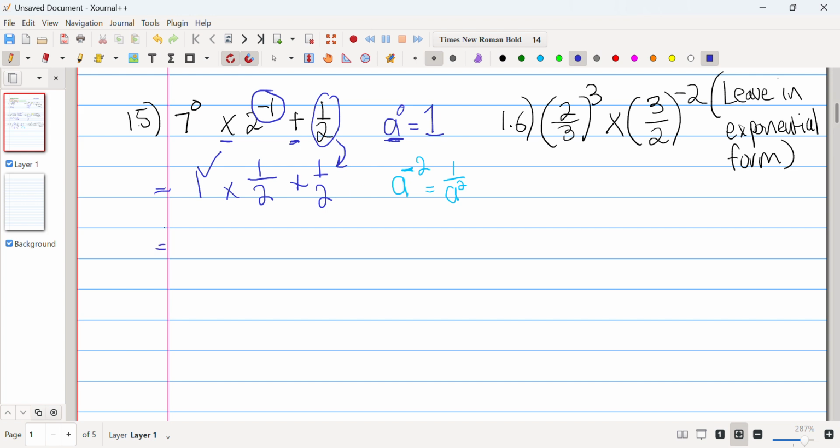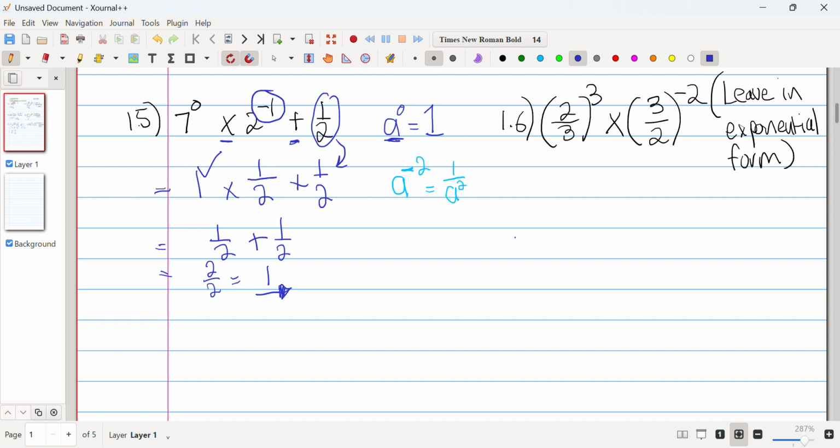So let's go ahead and simplify. So 1 times a half, remember anything times 1 is that same thing as itself, plus a half, and therefore this is going to be 2 over 2, which is equal to 1. And that is the final answer for 1.5.